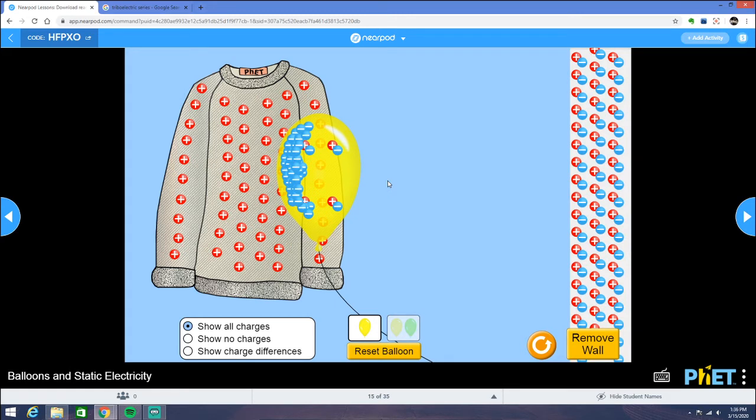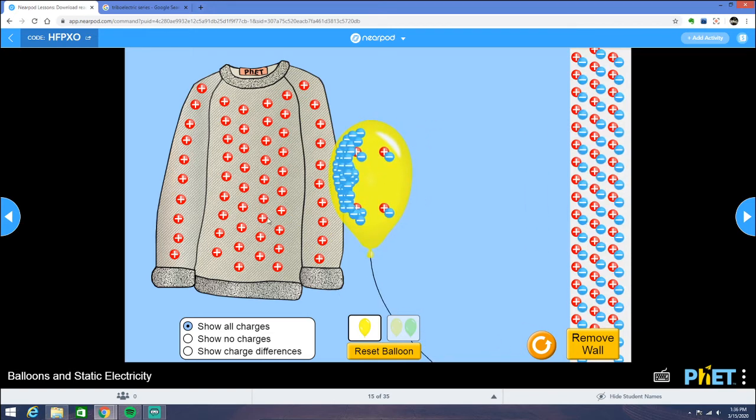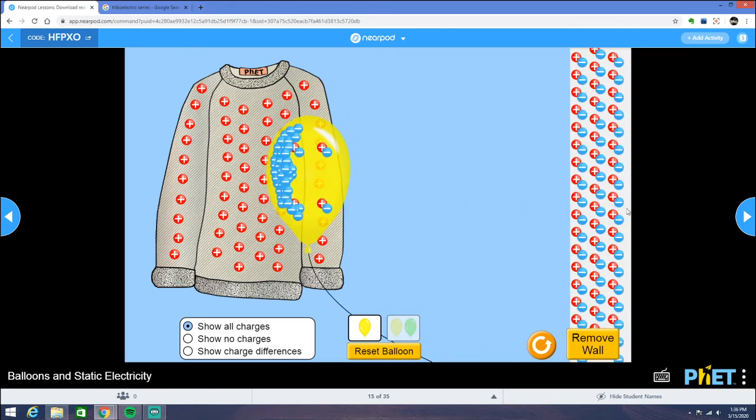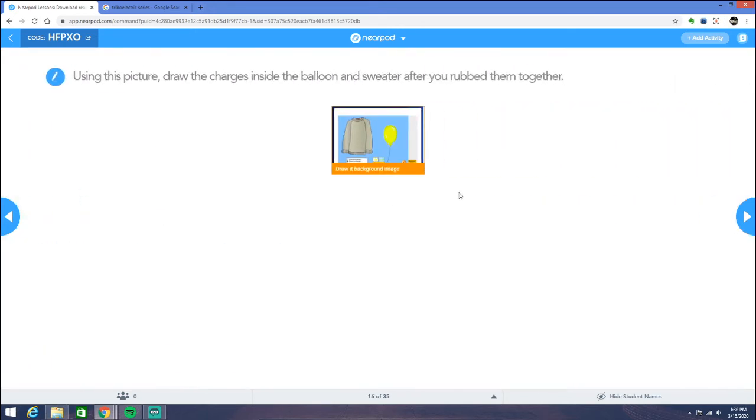So play with that lab and activity, and hopefully you get a personal thing from this that makes you go, oh man, I get it. The biggest thing is we want you to get it. So play with that PhET lab.